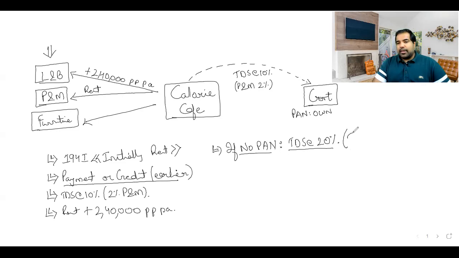There's a section attached to it. The section for no PAN is section 206AA. I call it always anonymous. If you always want to be anonymous, then we will deduct TDS at the rate of 20%.